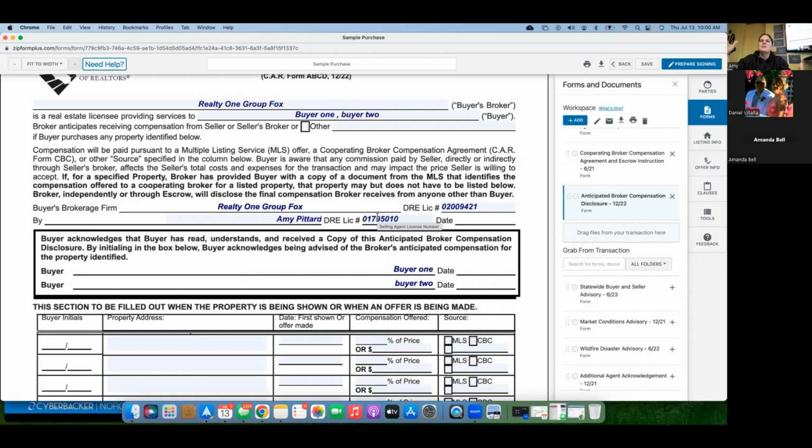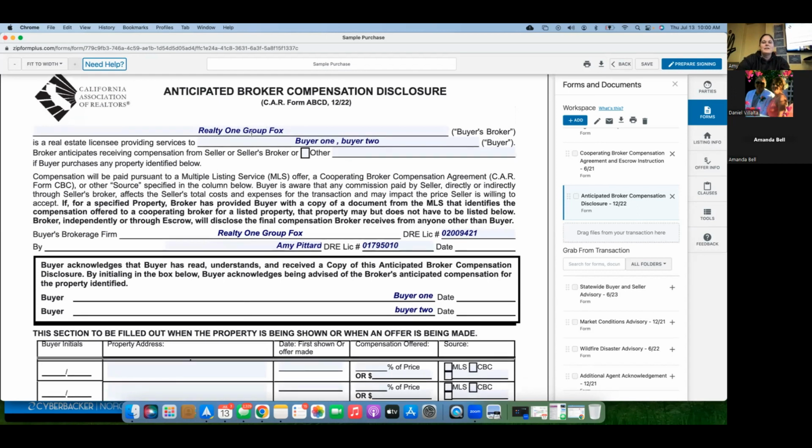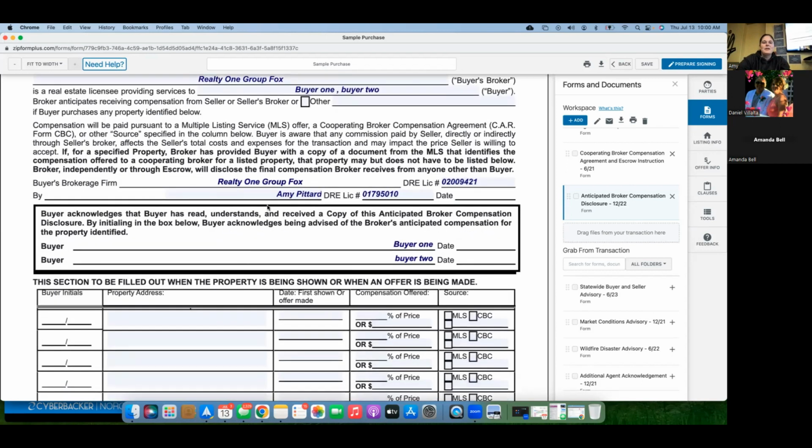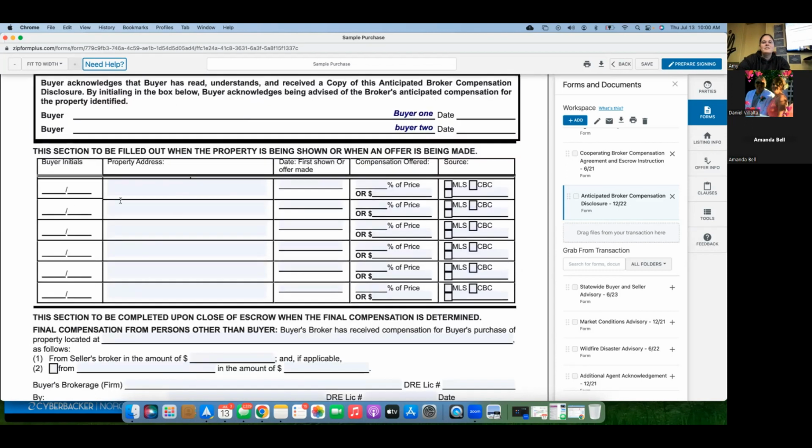Okay. There's a box that you can check that would be when you're reviewing properties, but the default is by the time of offer. And this form here is super simple. You just fill out the top with the buyer's name, the buyer's broker, and the buyer's broker's firm. Then you put in the property address, the date that you first showed it, the compensation being offered, and where that's coming from. Is it in the MLS? Is there a CBC form? Wherever that is, the buyer just initials.